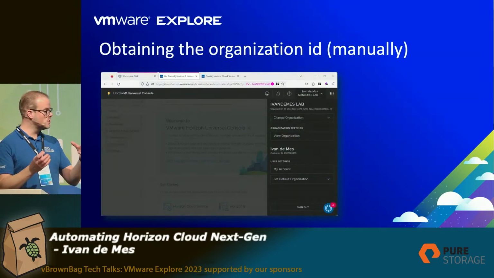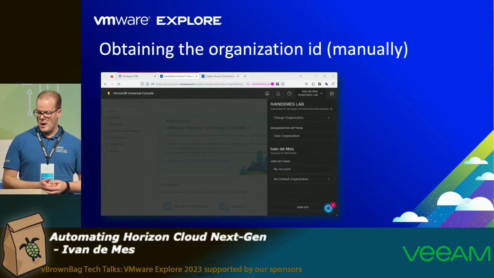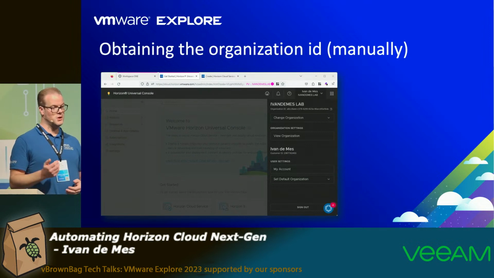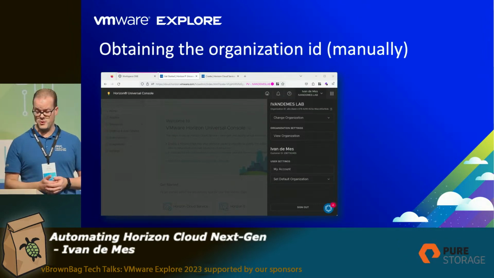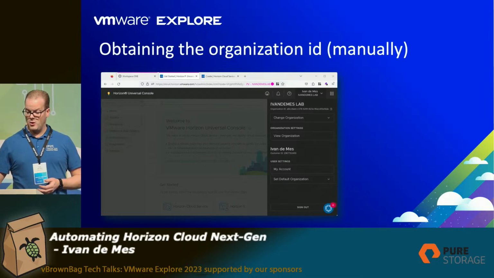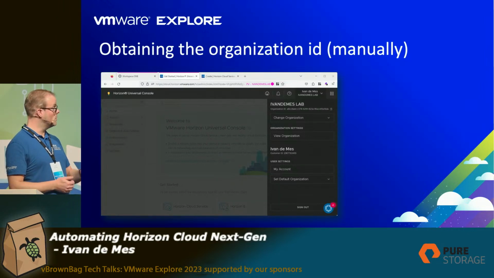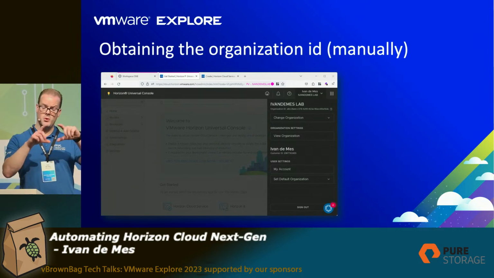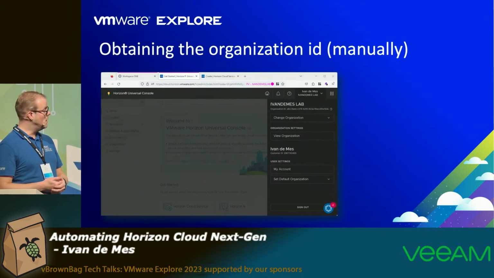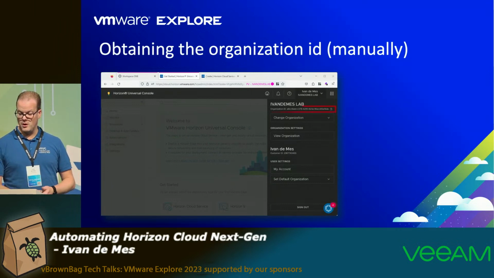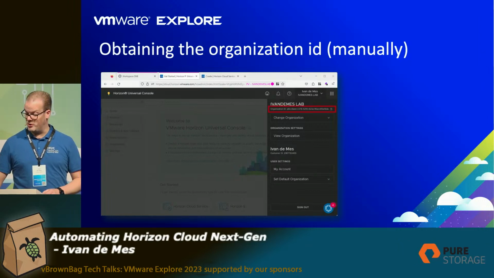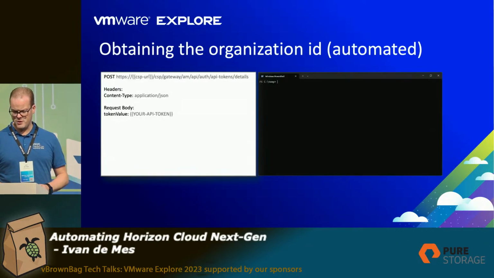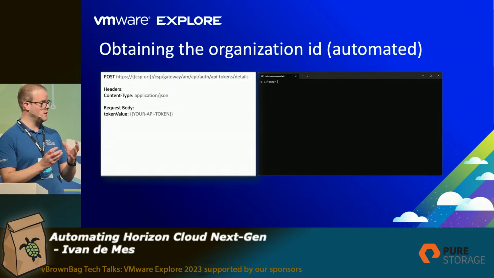Now there are also certain requests that you do using the API for which you need the organization ID. The organization ID is something that you can get manually by going to the Horizon Universal Console. Simply go to your account drop-down menu. You can see your company name or your organization name, and below that you will see your organization ID. And there's also a copy button there as well. But of course, we can also do it in an automated way.